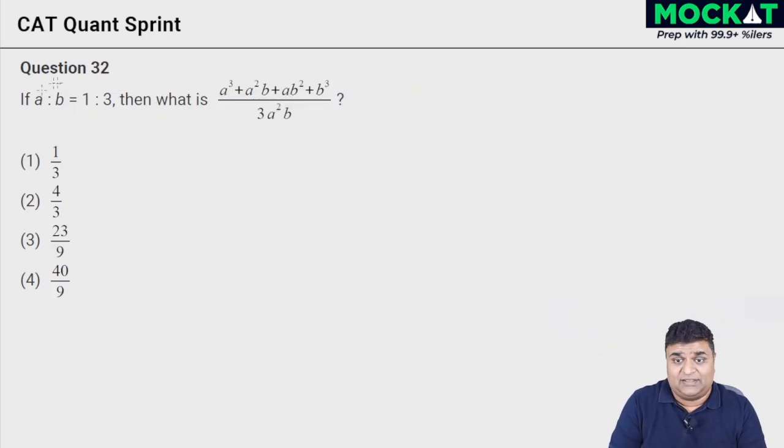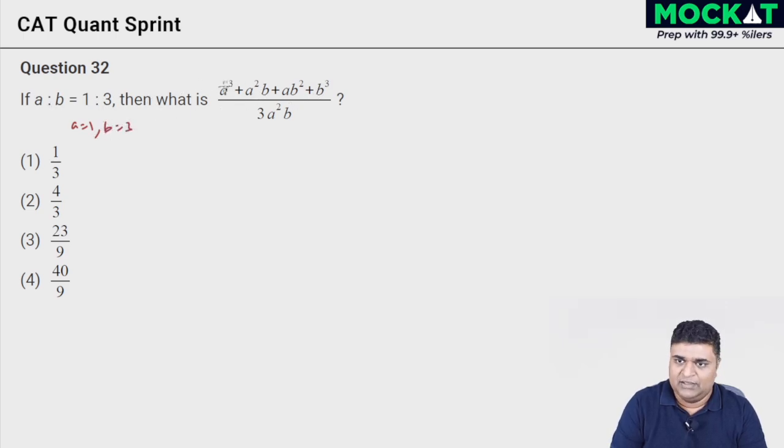If you're given something like this, a is to b is 1 is to 3, and you have a huge expression over here with constants, it's all in terms of a and b, just substitute the values which satisfy a is to b is 1 is to 3. You can take any values, 1, 3, 2, 6, 3, 9 for a and b, right? Anything when the ratio is 1 is to 3. What's the easiest? Take A to be 1 and B to be 3 itself, so that it satisfies 1:3.